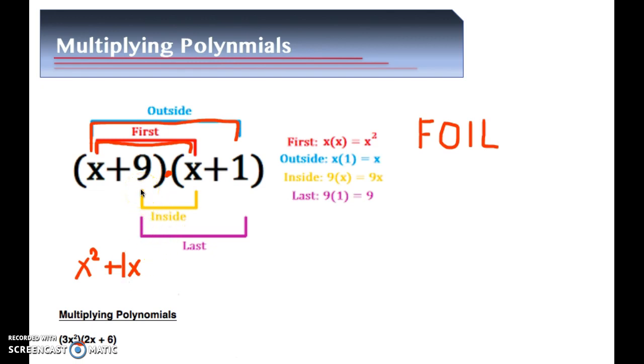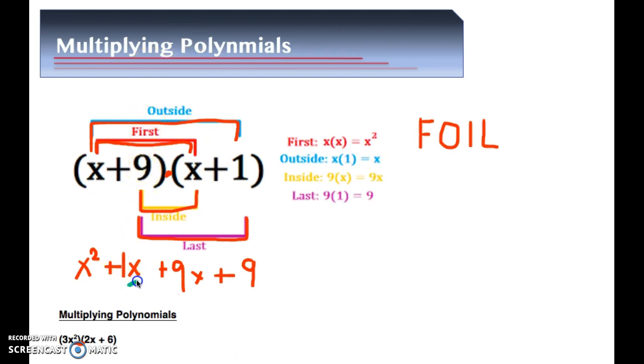And then I have my inside terms that I'm going to multiply. 9 times x is a positive 9x. And my last two terms that I'm going to multiply, positive 9 times a positive 1 is a positive 9. Now, when you're done multiplying your terms together, it's best practice to go back and see if you have any terms that you can combine.